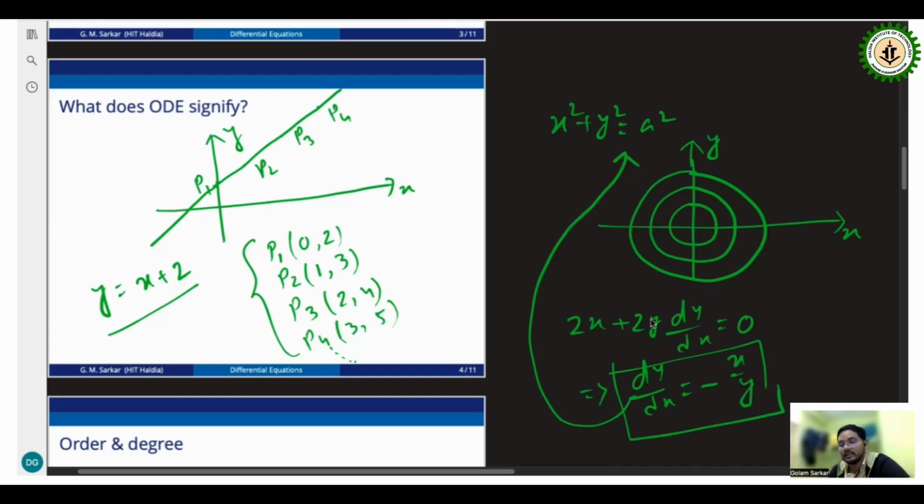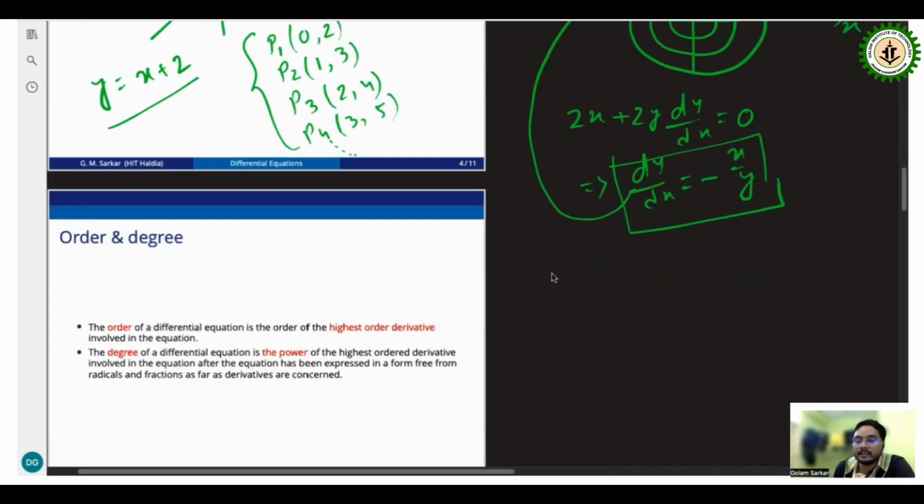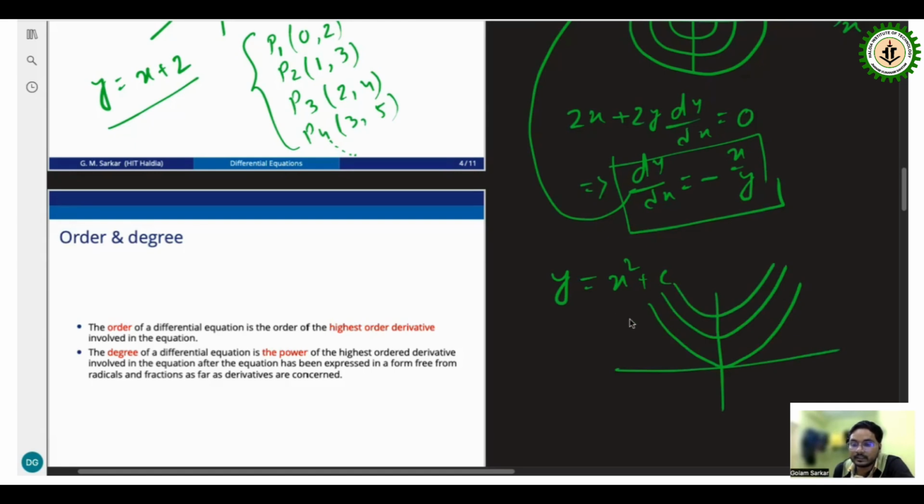Okay. Now we'll take another example. Suppose y equals x square plus c. It is a parabola, right? Now for different values of c, you will get different parabolas, a family of parabolas. For c equals 0, you get this. Take another value of c, you will get this. For another value of c, you will get this. If we take c as a negative value, you will get this.